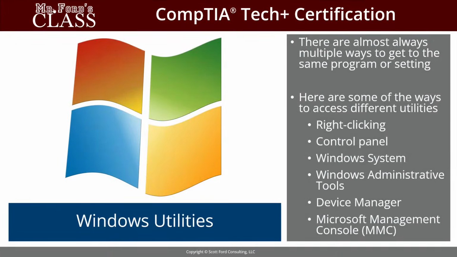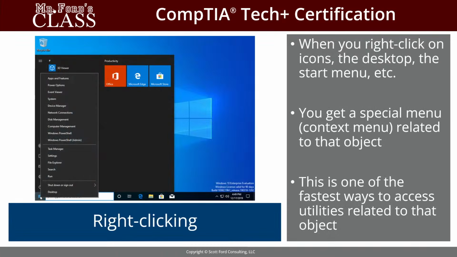We're not going to go into the individual utilities. We're going to go into the families of them because, one, we don't have the time, and two, this is much more of an A Plus kind of scenario for some of these. With Windows, we have a whole bunch of utilities, and you can get there by right-clicking on things. You can get there through the Control Panel, through Windows System, Windows Admin Tools, Device Manager, and something called the MMC, otherwise known as the Microsoft Management Console.